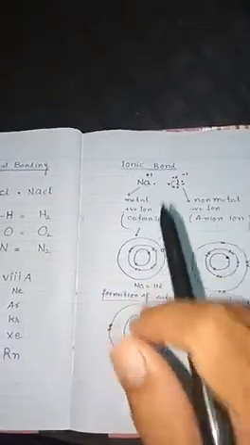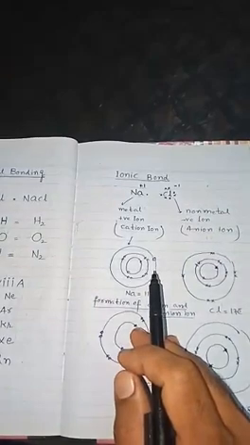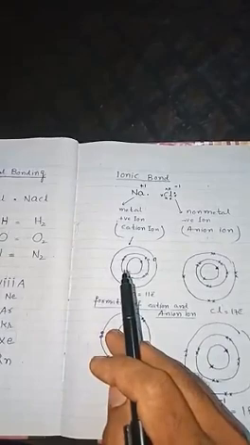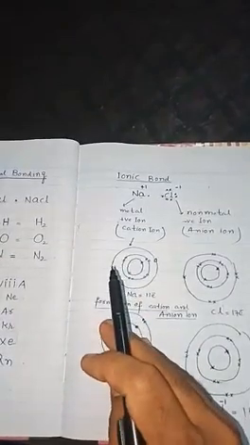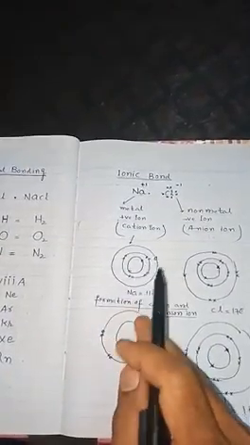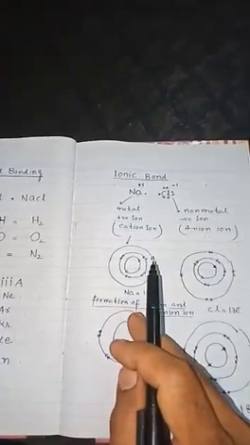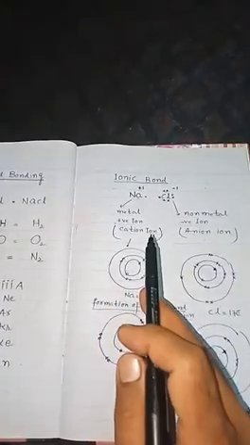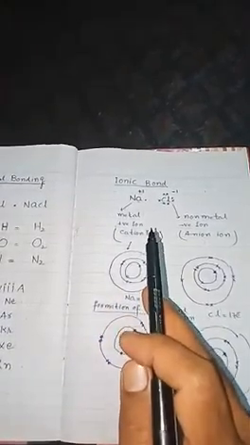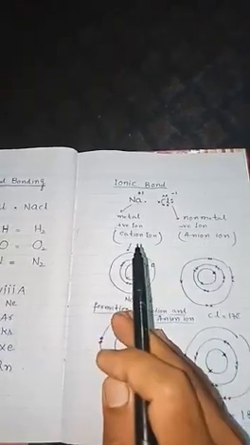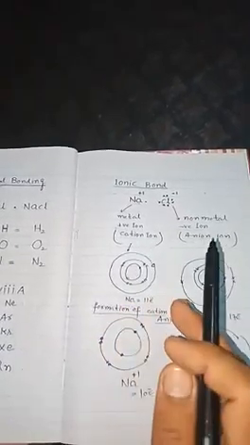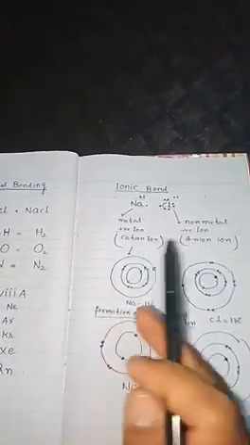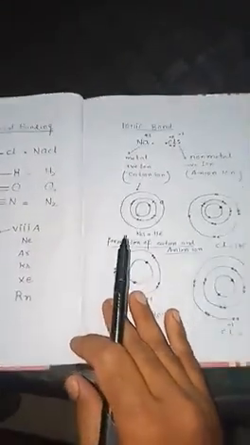by complete transfer of electron from valence shell of one atom to the valence shell of another atom. When the electrons are completely transferred from valence shell of one atom to the valence shell of another atom, we may understand the ionic bond is formed. So this ionic bond is formed between two oppositely charged ions. One is cation and other is anion. Cation is formed by the loss of electron, anion is formed by the gain of electron.